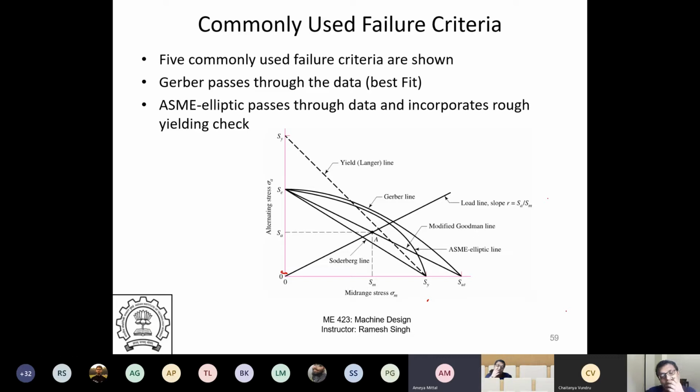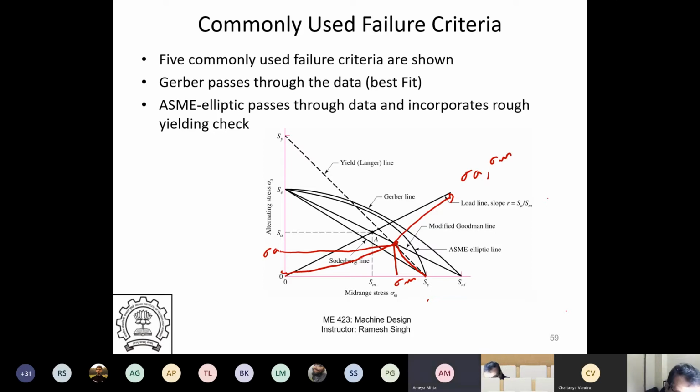Sir, you answered it, but I was asking about the first cycle yield line. Let me just draw that line. The first cycle yield line is right here. This is called the first cycle yield point. This combination of sigma A and sigma M here will lead to first cycle yield because you're hitting the yield line here. This is your yield line.